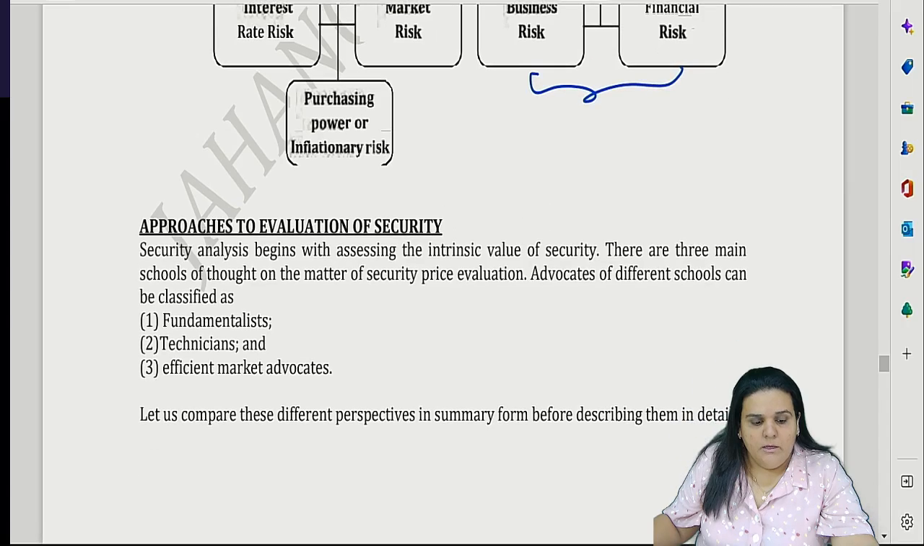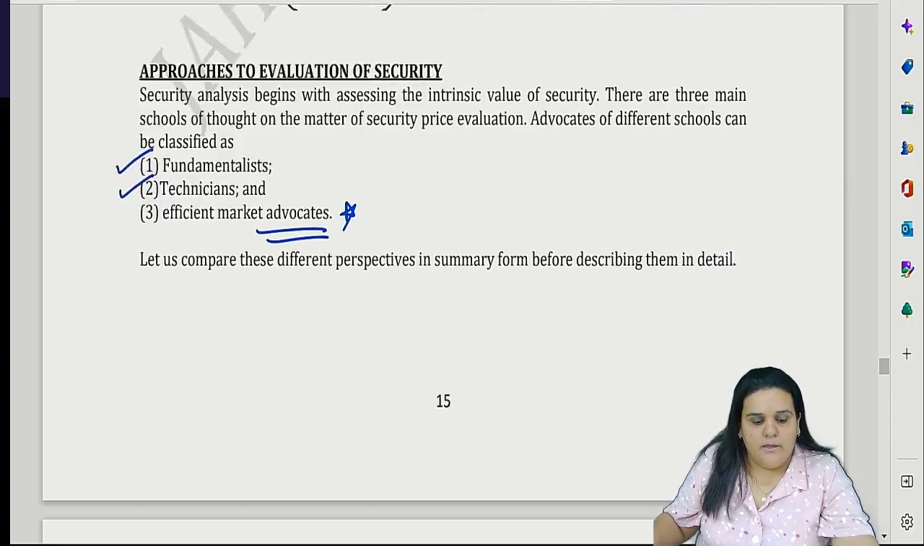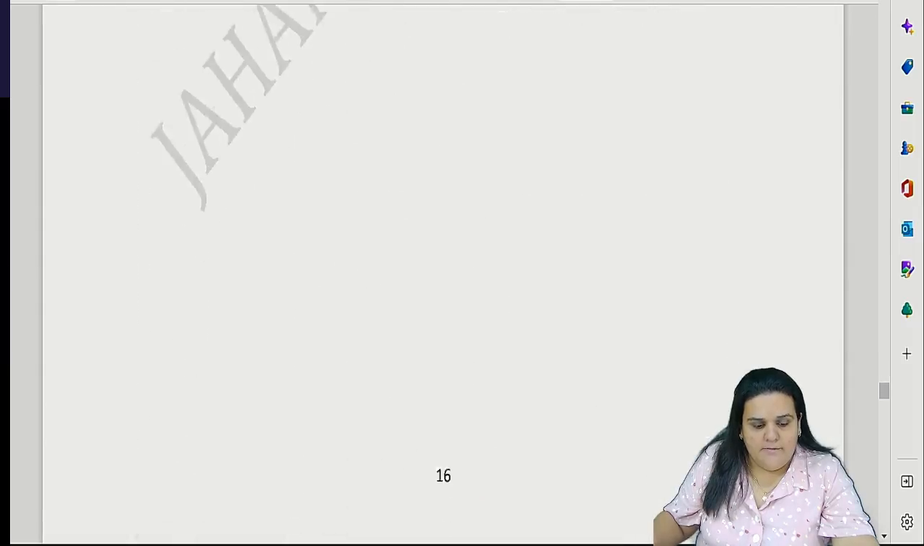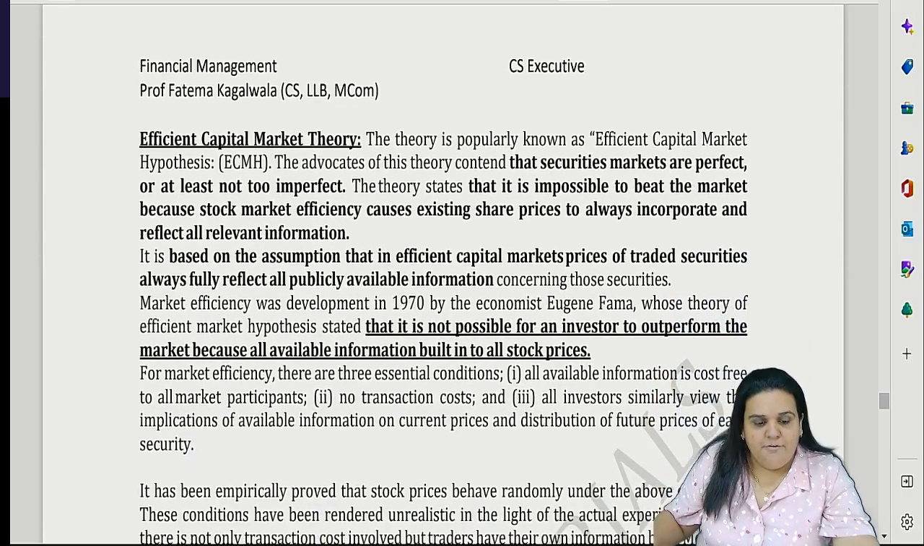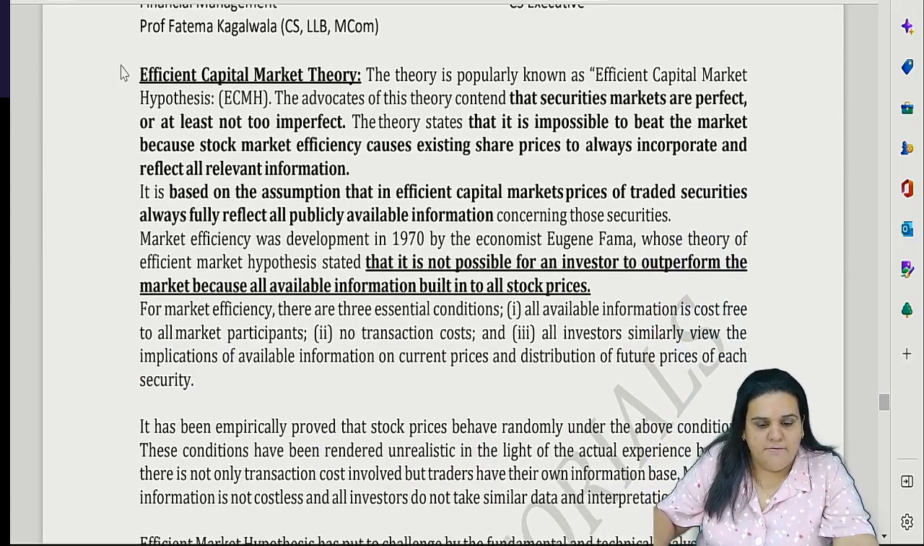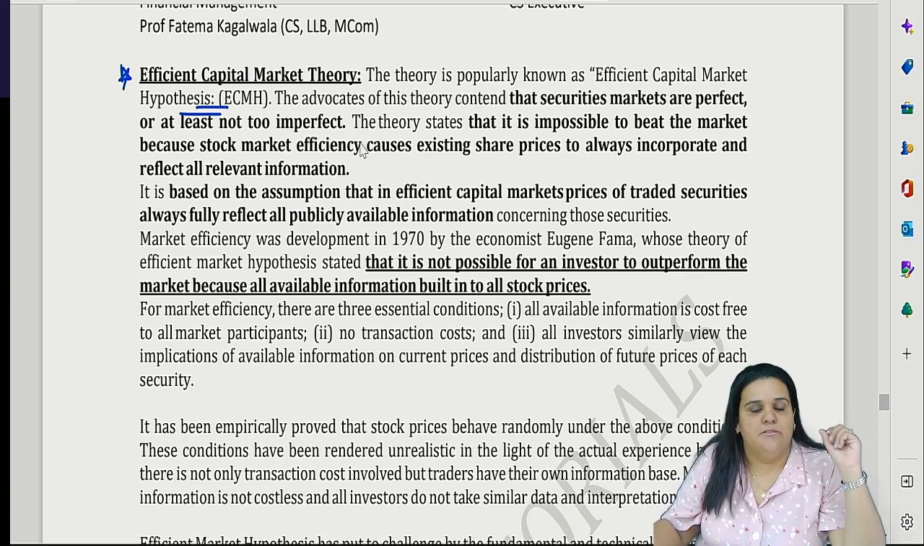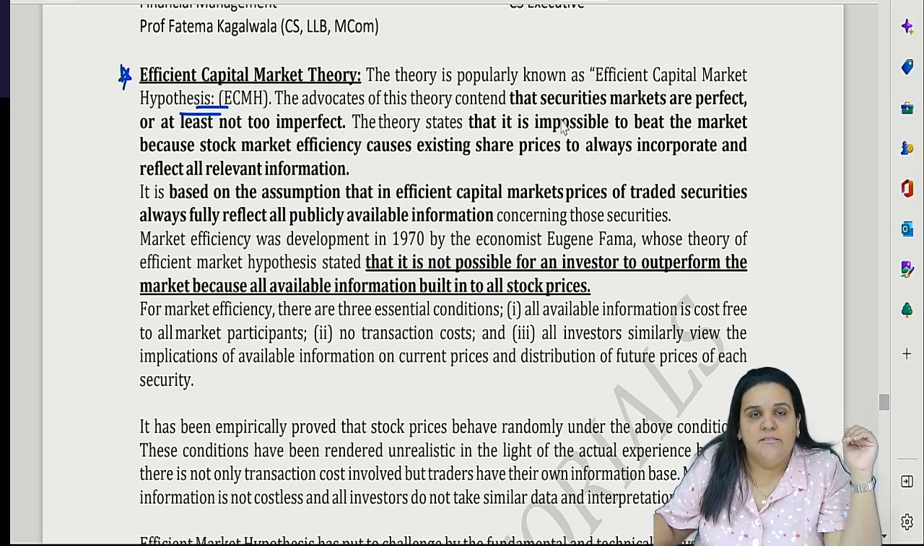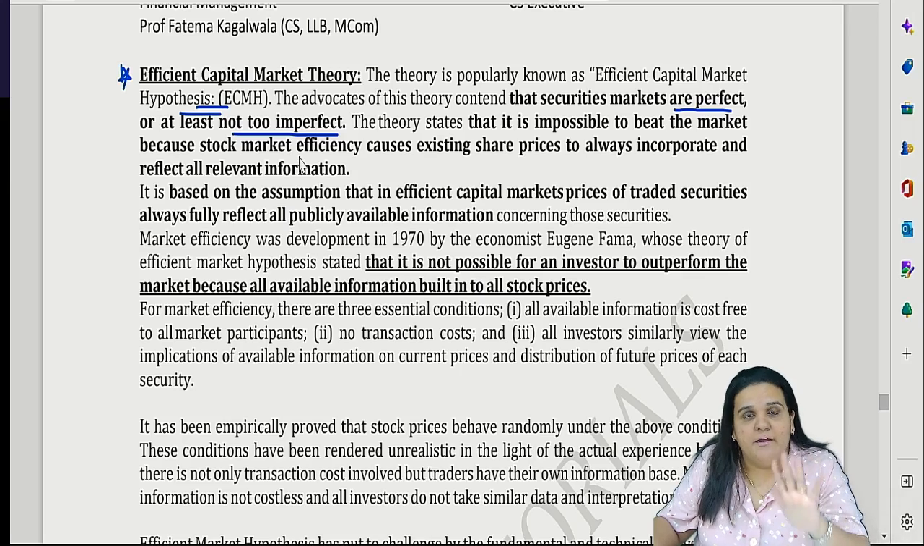Now, the approaches which we are already studying are fundamental and technical, and there is one last approach, the efficient market advocates. Fundamental and technical we have done. Again, it is repeated: efficient capital market theory. Now what is an efficient capital market? It is known as the efficient capital market hypothesis. What they say is that securities markets are perfect, or at least not too imperfect, or you can even say that they are in fact perfect.